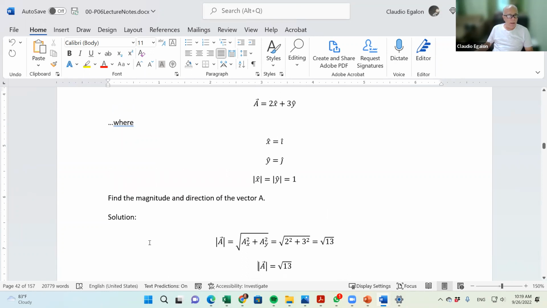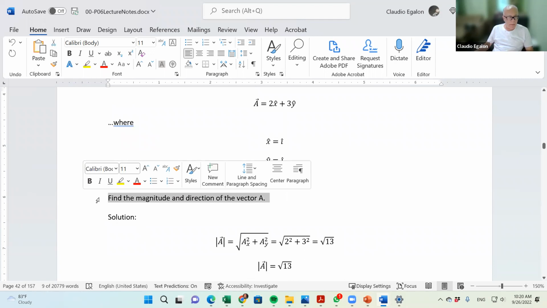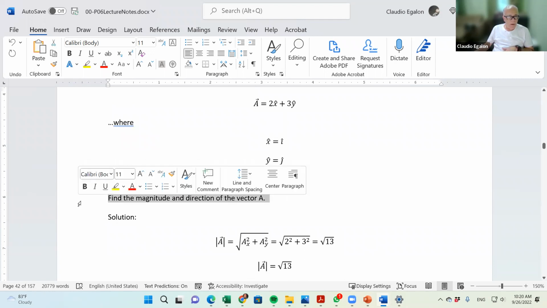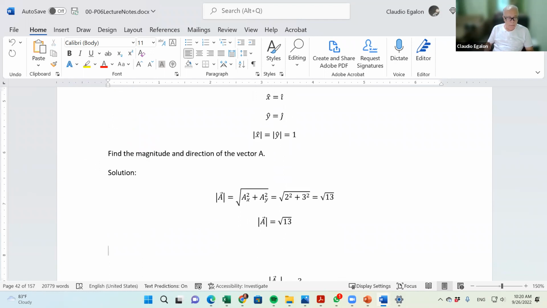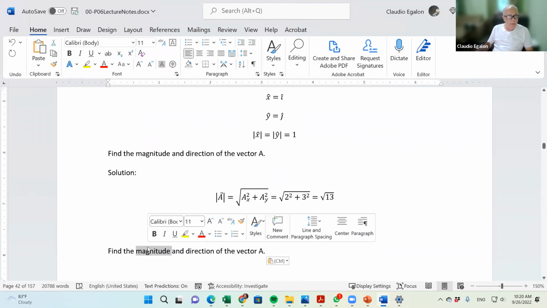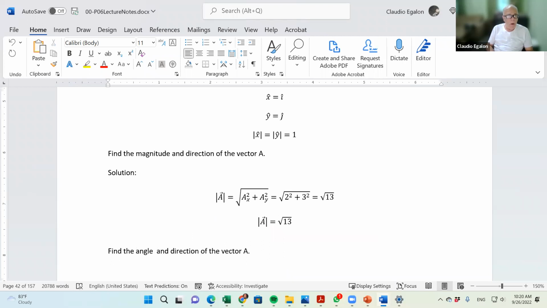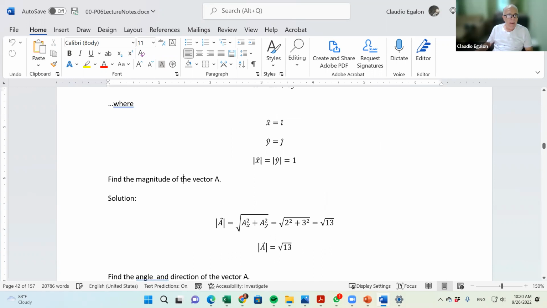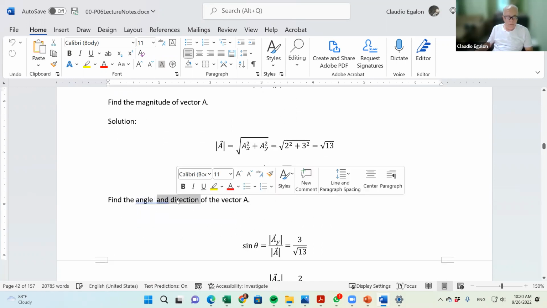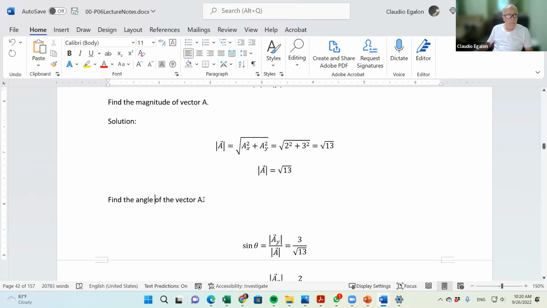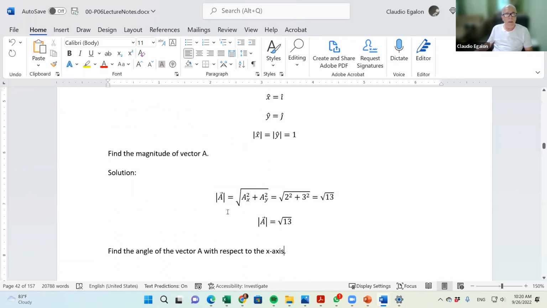What about another one? That's one example. Find not the magnitude, but the angle. Here is find the magnitude of vector A. Next, find the angle of vector A with respect to the x-axis.